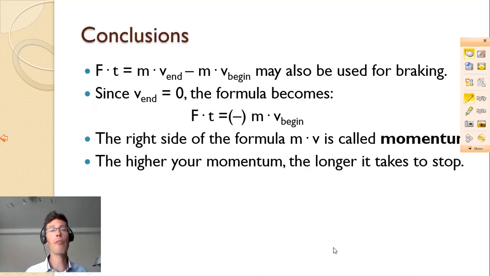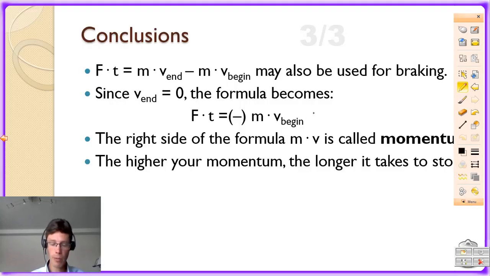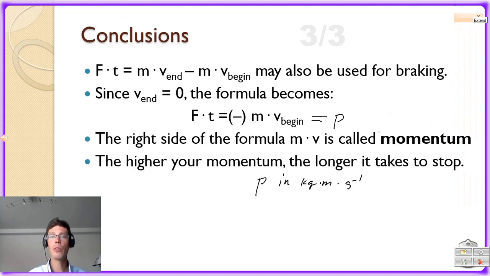Conclusions. Our formula is perfectly usable for braking. If you brake until you stand still, the formula becomes a little easier. F times t equals m times v, and you can ignore the minus sign. The right side of the formula, m times v, that is called momentum. So we can also write down the formula like this, m times v equals p, because p stands for momentum and it is given in kilograms times meters per second. The higher your momentum is, the longer it will take to stop.